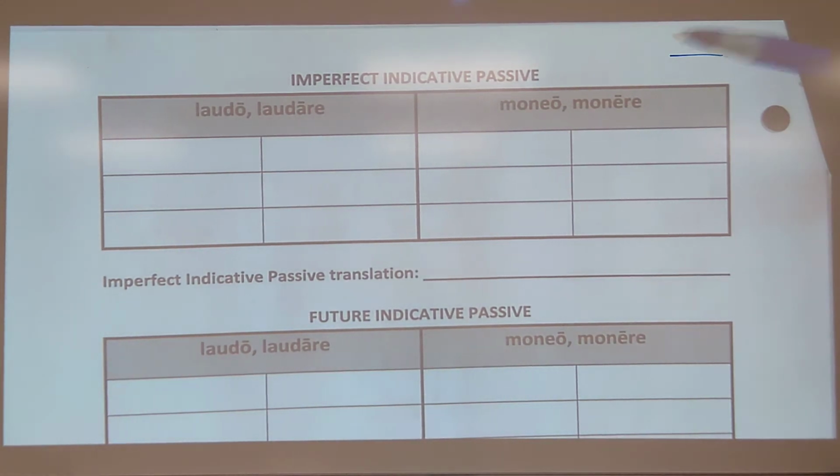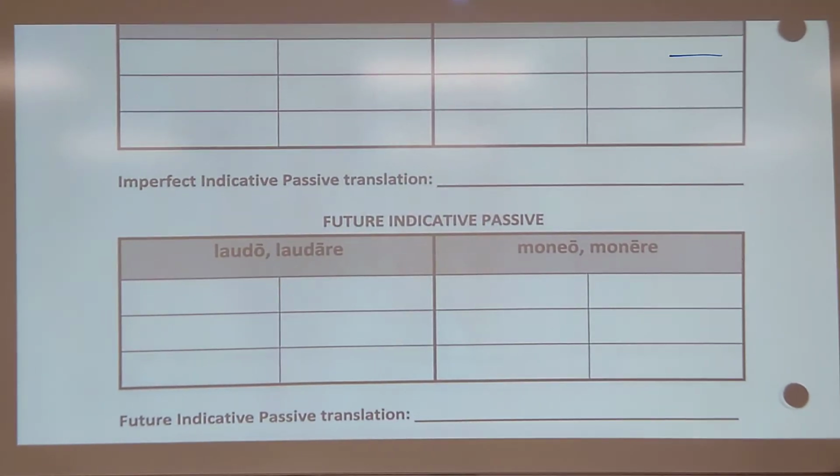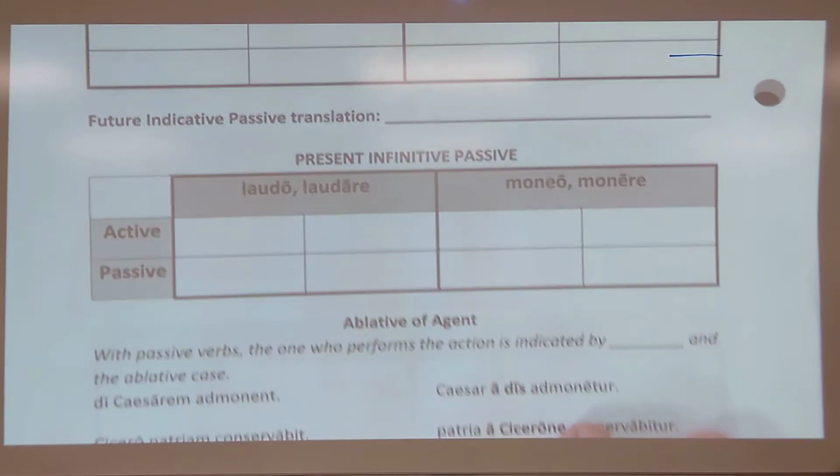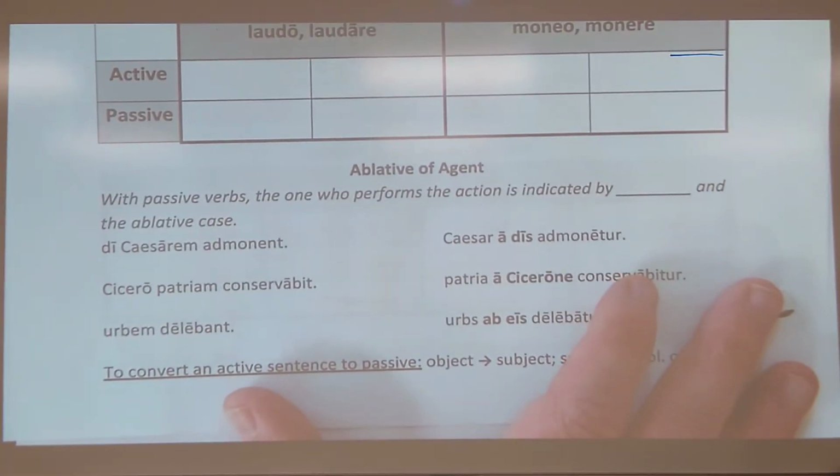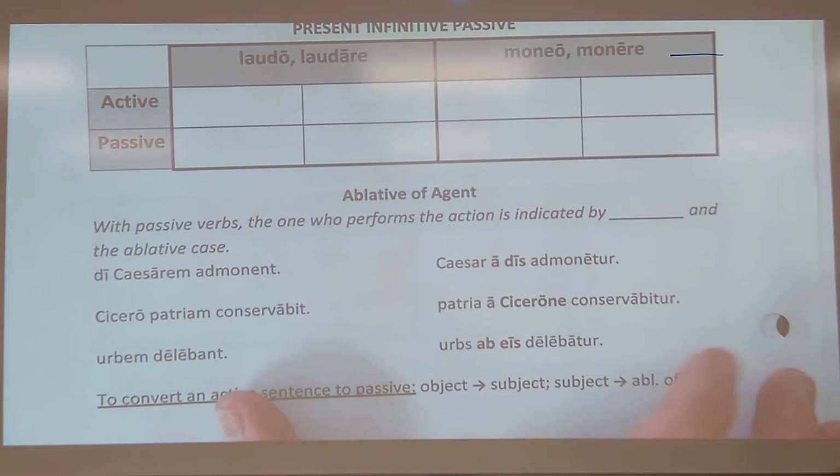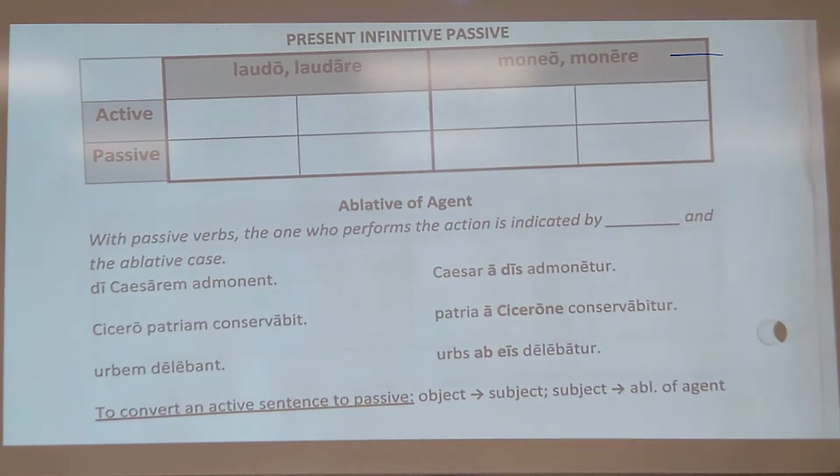In the last video, the last lesson, we looked at how to do this with the present tense itself. Today we're going to look at the imperfect and future, as well as something called the ablative of agent, which is a pretty important thing we'll get to right at the end.